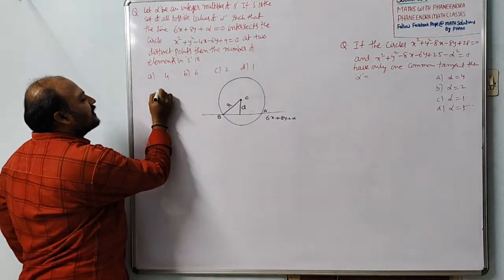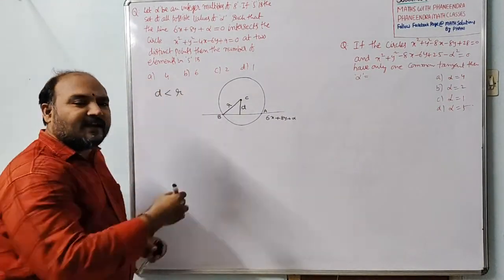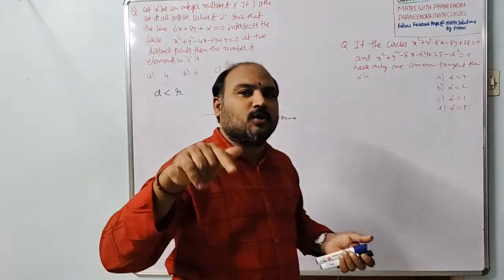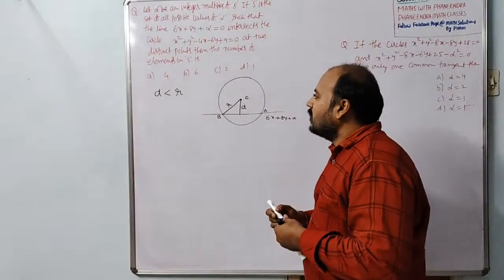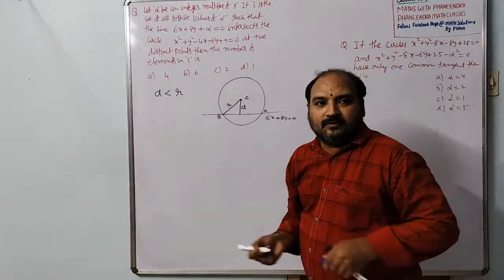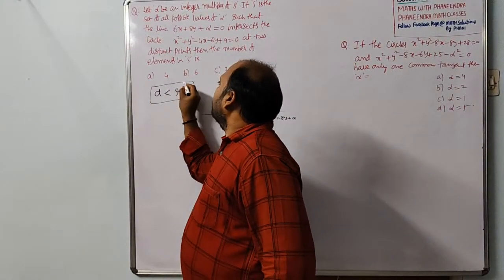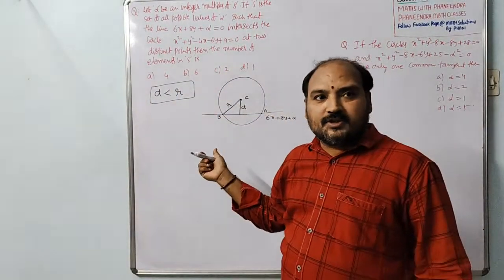So D is less than R when the line intersects the circle in two distinct points. This point you have to note. It is a very important point. Based on this only we will get the answer. This is the turning step of this question, the answer step.